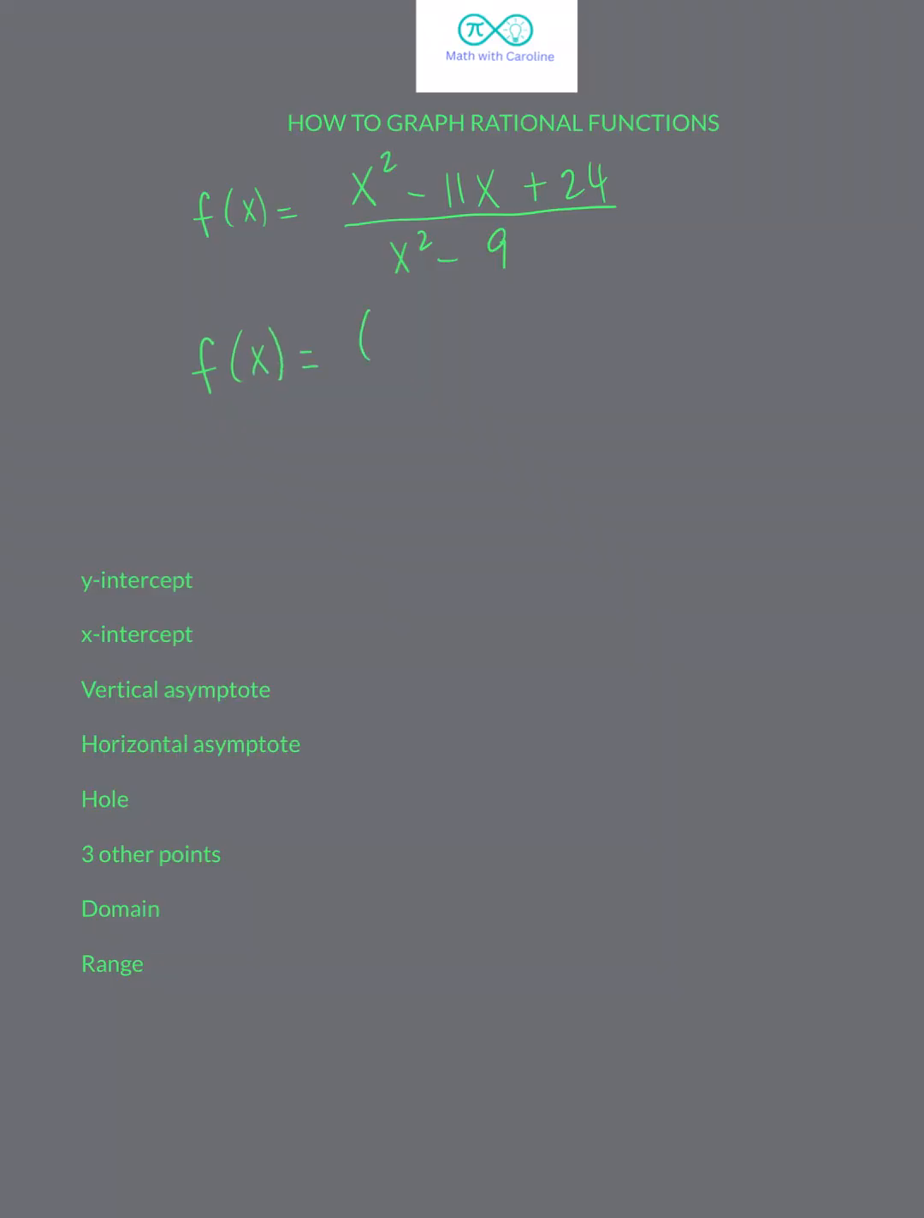This numerator will factor into x minus 8 times x minus 3, and the denominator will factor into x plus 3 and x minus 3. Now you notice that you have a common factor in your numerator and denominator, so that will cancel out. Now when these factors cancel or divide out, that is going to create a hole in your graph. What you're actually going to be graphing is x minus 8 over x plus 3.